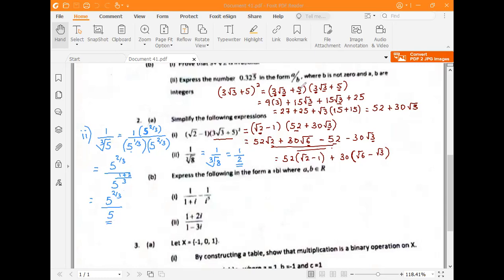Because to rationalize or to simplify a rational, you want the denominator to be free of the root. So the only way it can be free of the root is when its power is a whole number. The power of the denominator now is 1, 5 to the power 1. So there's no root.